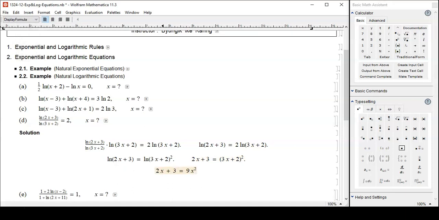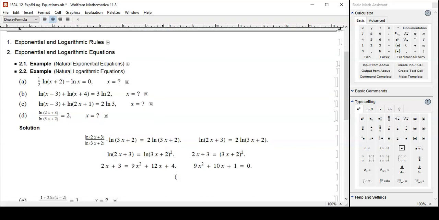So 9x squared plus 12x plus 4, is that right? I just used the complete square formula, but if you FOIL it and simplify, you're going to get the same thing. In the end, 9x squared plus 10x plus 1 equal to 0. Did I do this right? Flipping everything to the right-hand side. Stop the playback and check the computation.